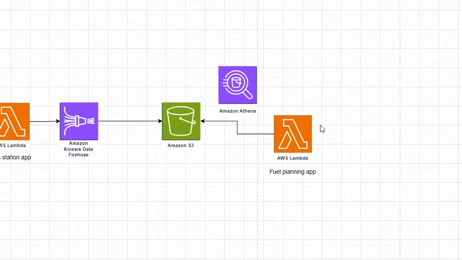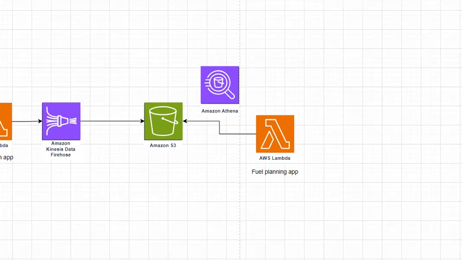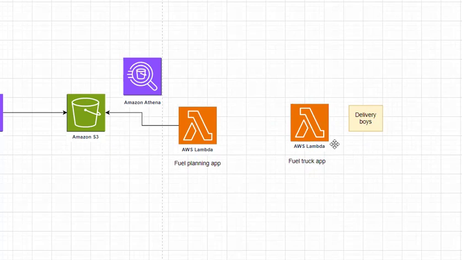Now what I want to do is implement one more app. This fuel planning app will generate the status regarding which gas stations have less fuel than required, right? Yes. In order to deliver the fuel to those stations, I need to inform my delivery boys, right? To inform this status to my delivery boys, I need one more app, right? Yes. So I'm using here fuel truck app.